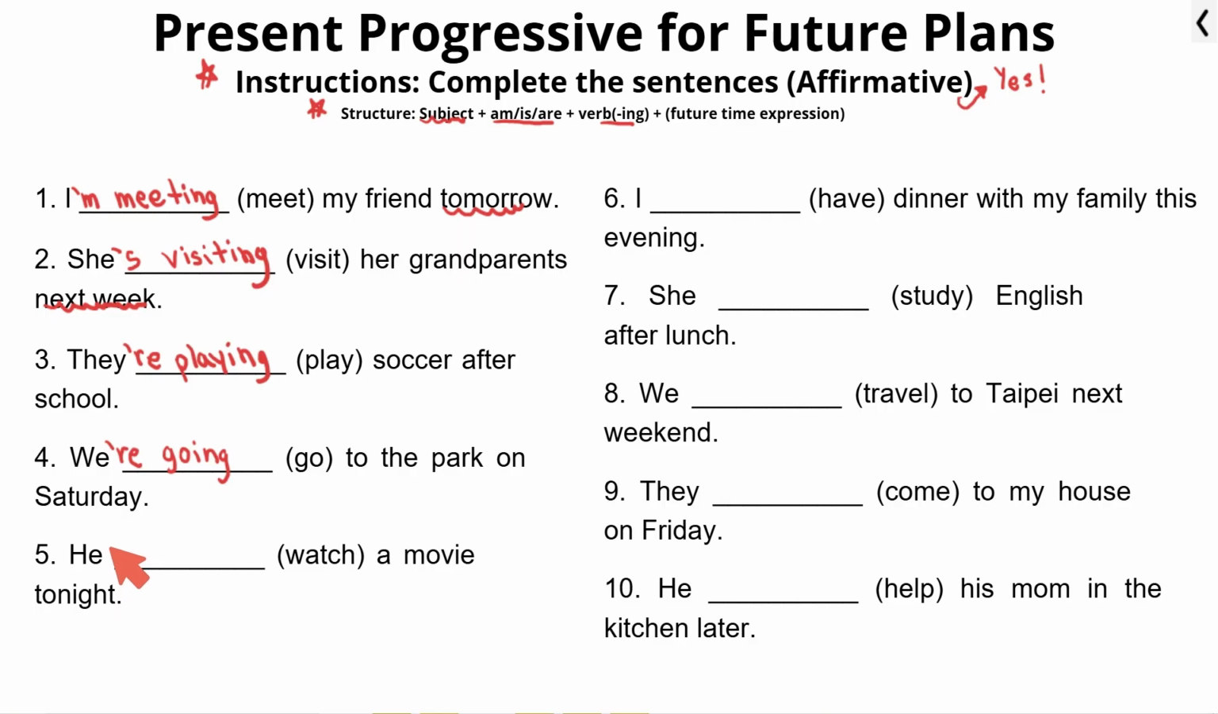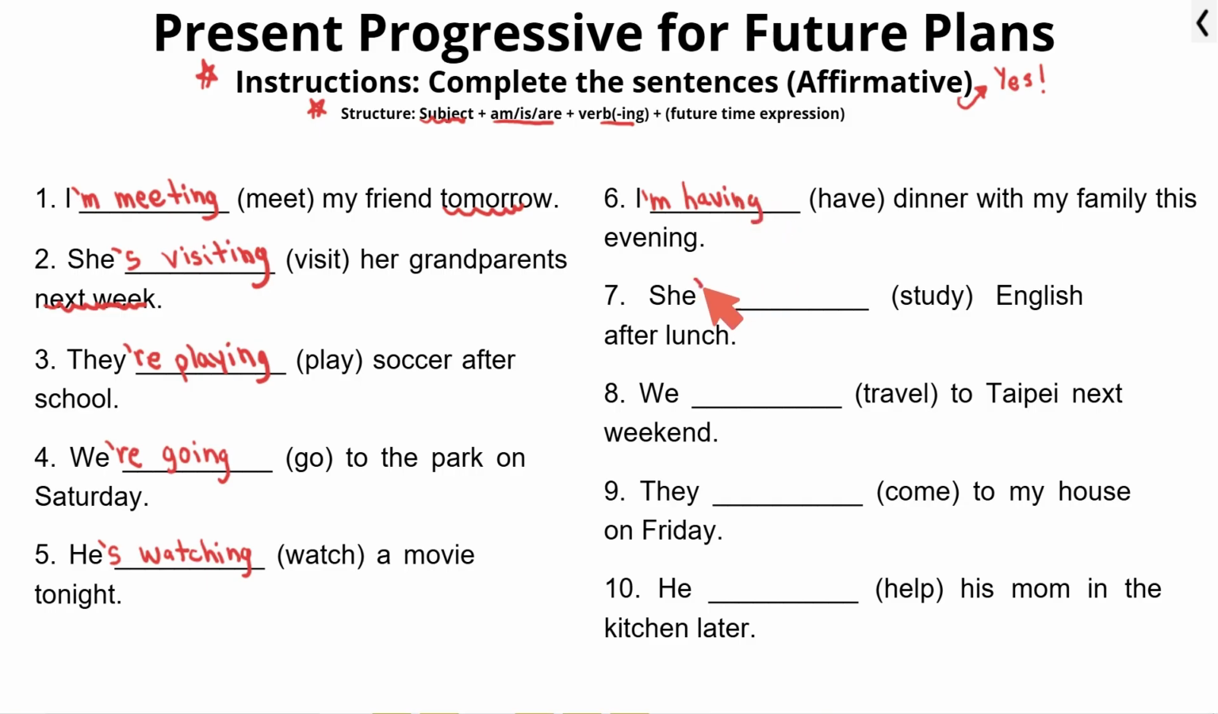Now the next one, number 5, he is. Contraction of he is, he's. Verb is watch, and we need to add ing to the verb, watching. So he's watching a movie tonight. Tonight is our future time expression. I am is I'm having dinner with my family this evening.